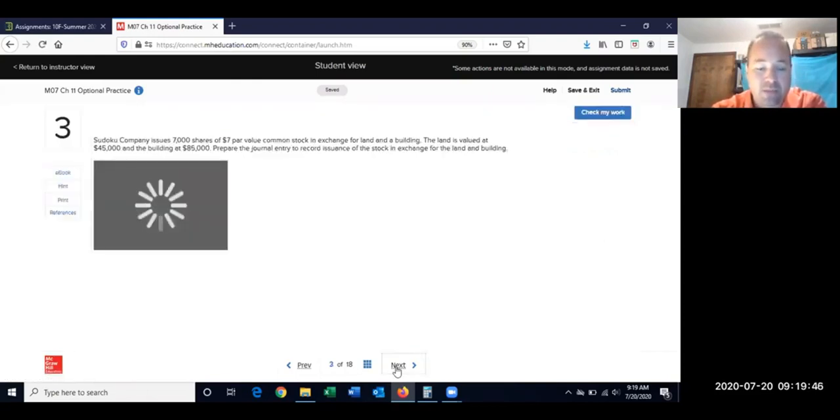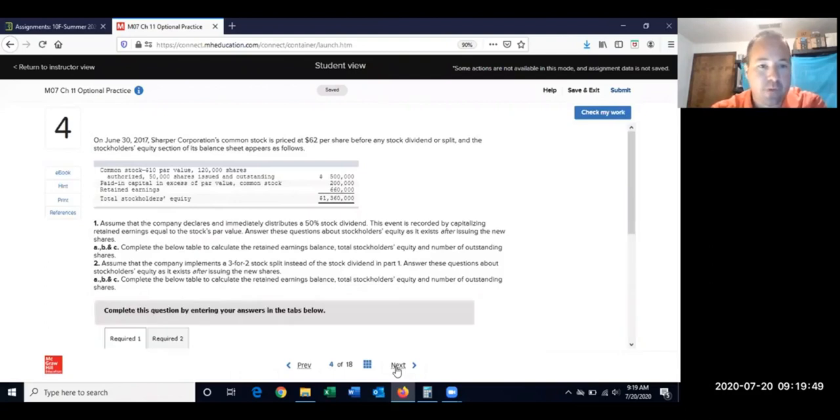Okay, the next one I wanted to look at is number 4. With number 4, we're going to have to get these numbers either memorized or jot them down somewhere. There's different stuff going on that we're going to need for the requirements down below. Our stock is currently at $62 a share before any stock dividend or split. It tells us here that we have $10 par value stock. Right now we have 50,000 shares outstanding.